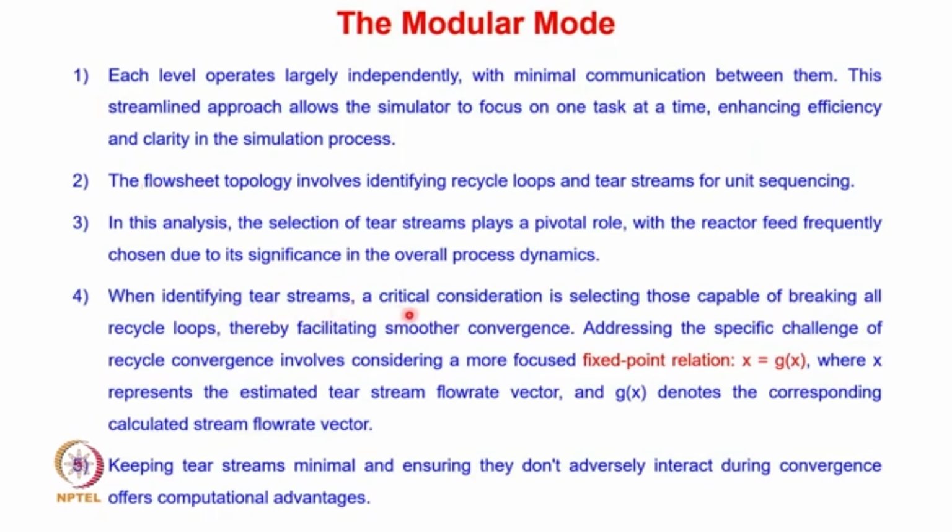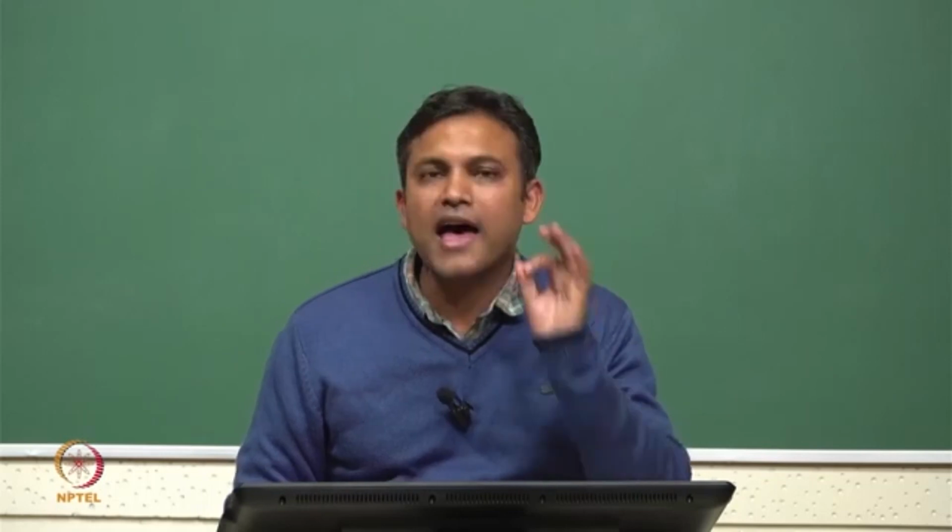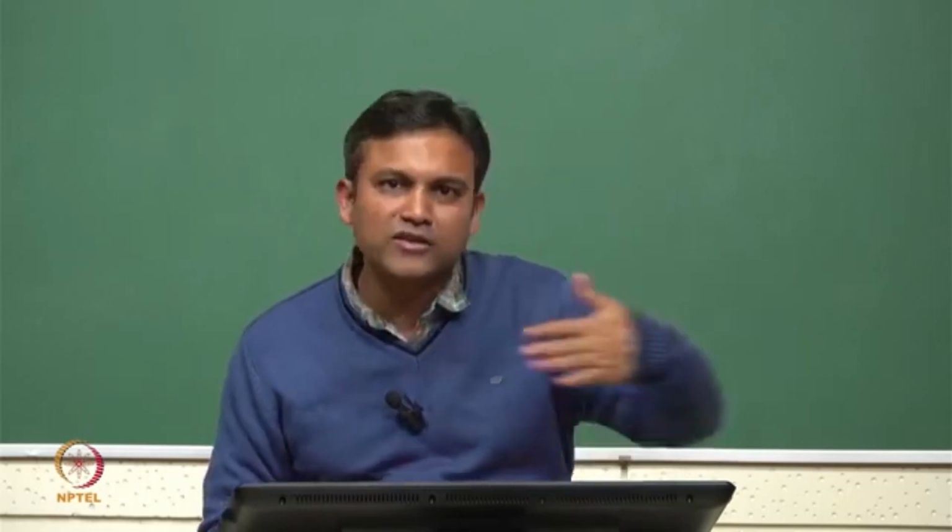When identifying the tear streams, a critical consideration is selecting those capable of breaking all recycle loops, thereby facilitating smoother convergence. Addressing the specific challenge of recycle convergence involves considering a more focused fixed point relation x equals g(x), where x represents the estimated tear stream flow rate vector and g(x) denotes the corresponding calculated stream flow rate vector. So what is it saying? We are starting with the assumed value of x, the assumed values of the concentration of different components which are coming as a recycle stream to the reactor, isn't it?